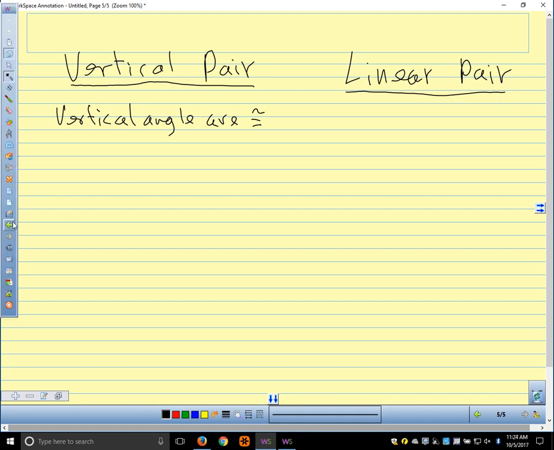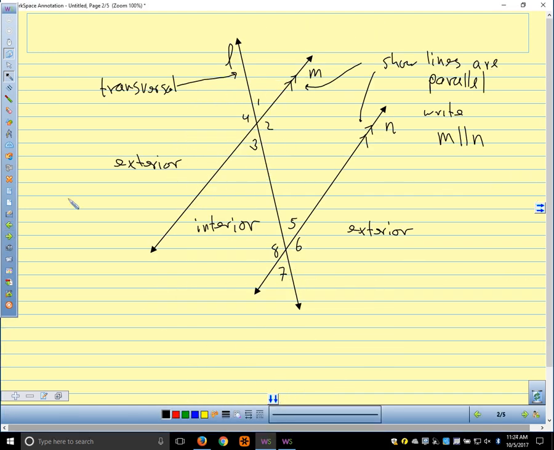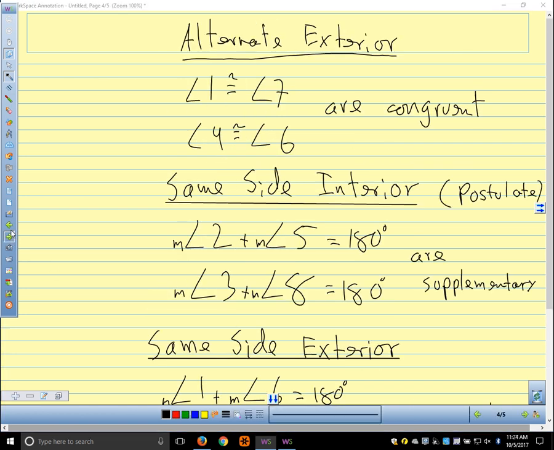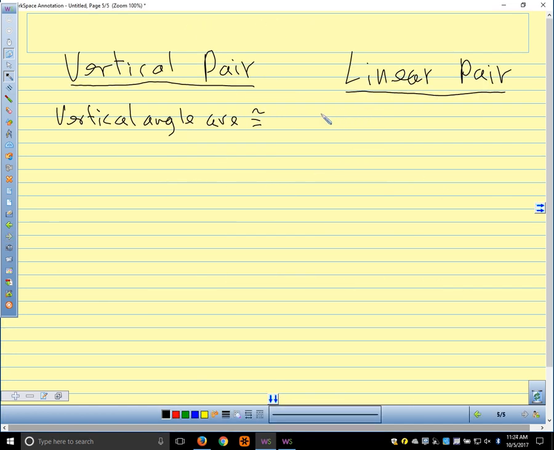And again, a linear pair, two angles that make up a line. So 1 and 4 is a linear pair. 1 and 2 is a linear pair. 3 and 2 is a linear pair. What do we know about linear pairs? They make a straight line. So what about their measures? They add to 180, so they are supplementary. Good. All right, so that's our other reminder. Linear pairs are supplementary.